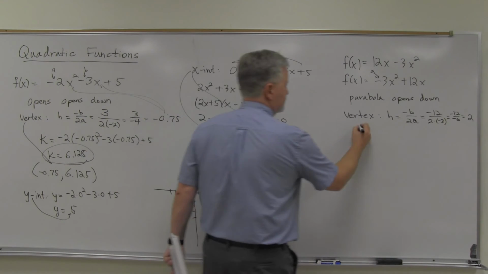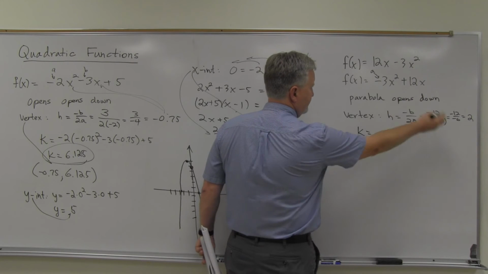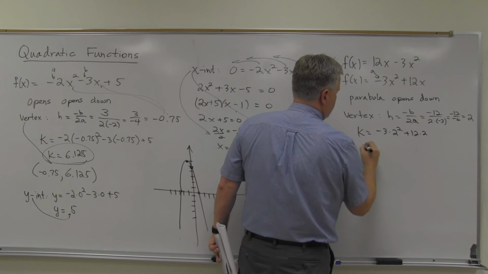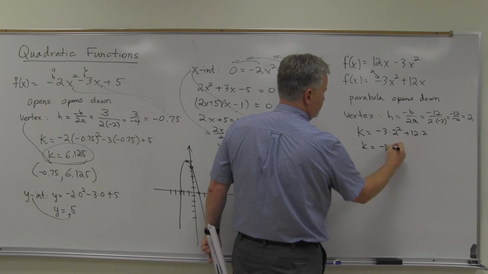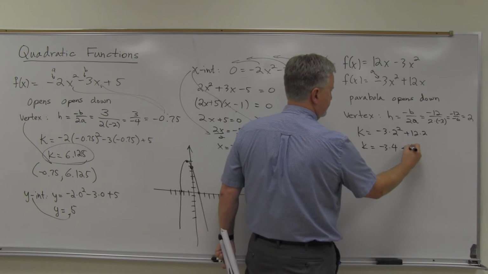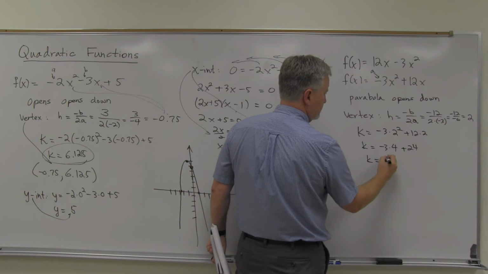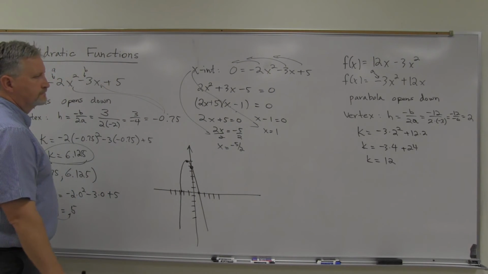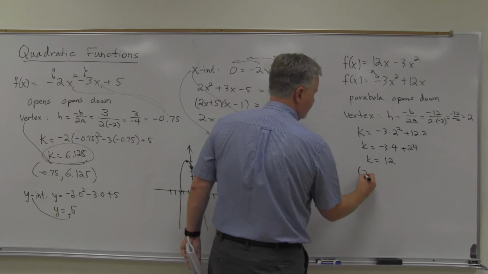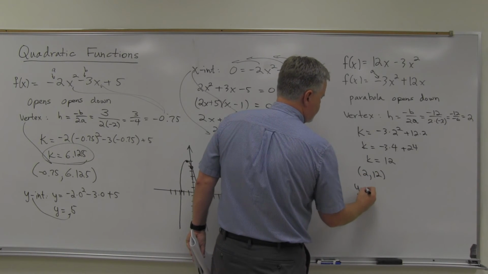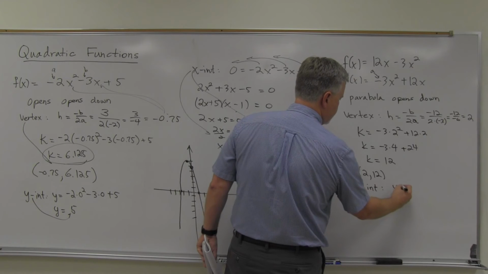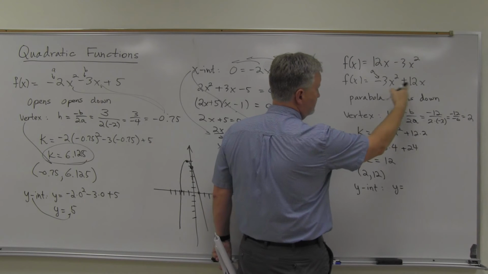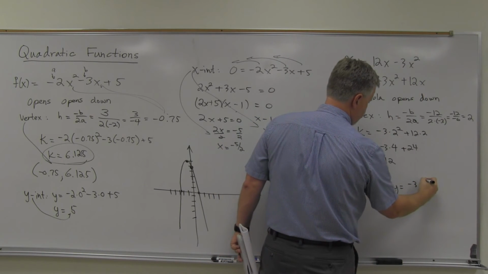k then, I'm just going to plug in x to be 2, so it'll be negative 3 times 2 squared plus 12 times 2. So that means k is negative 3 times 4, square the 2, and so that's going to be positive 12, 2 comma 12. Here's my vertex. My y-intercept, easy enough. Plug in x to be 0. And so y is 0.